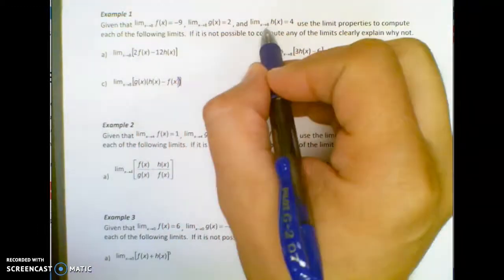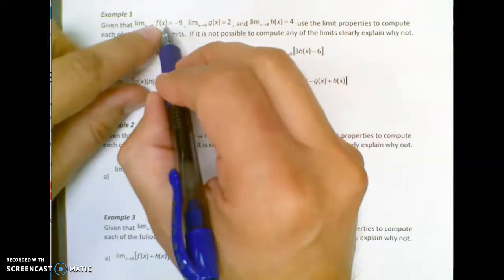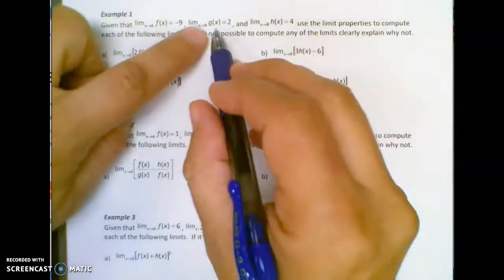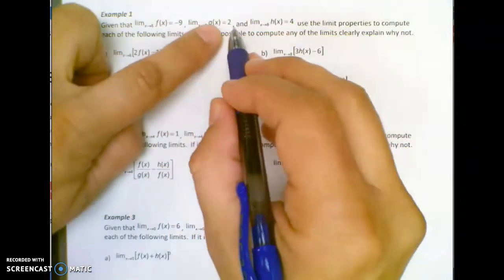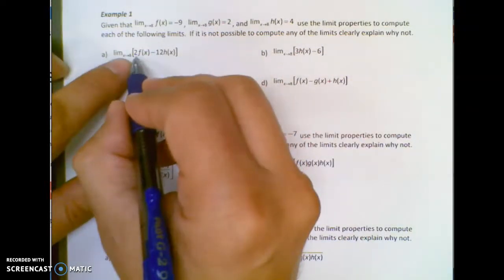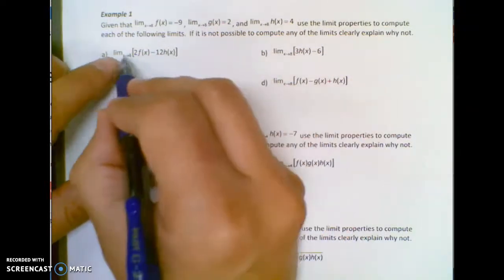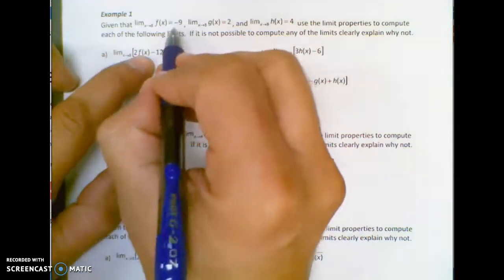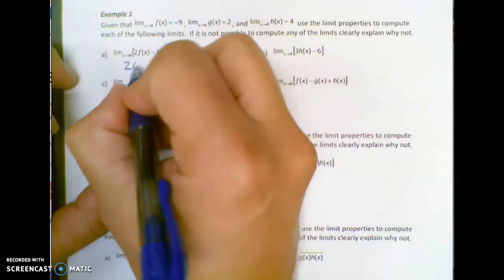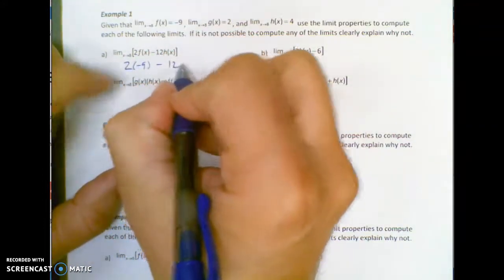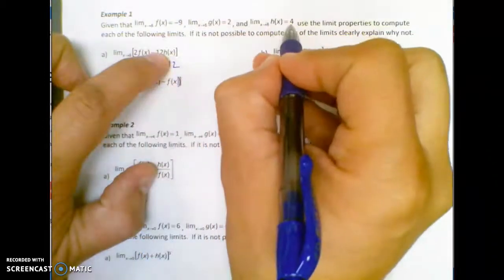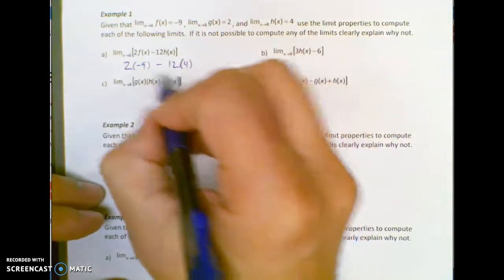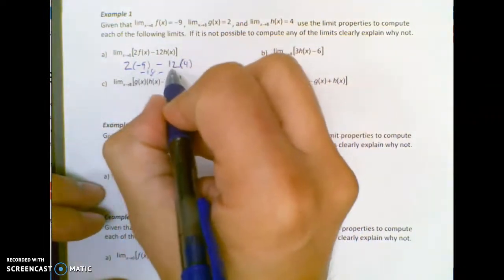Notice these are all limits as x approaches 8, so you don't have to find them. It says the answer to the limit as x approaches 8 is negative 9. The answer to this different function as x approaches 8 is 2. So basically what it's saying is if you saw this and were asked to take one big limit, you're allowed to take 2 times the limit of f of x, which is negative 9, minus 12 times the limit of h of x, which is 4. And this stuff is really easy. So negative 18 minus 48.